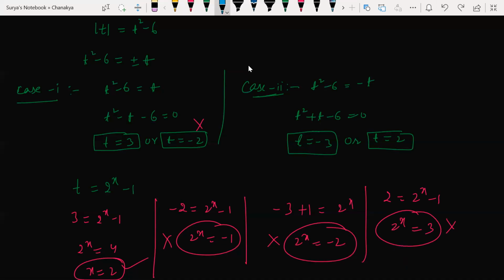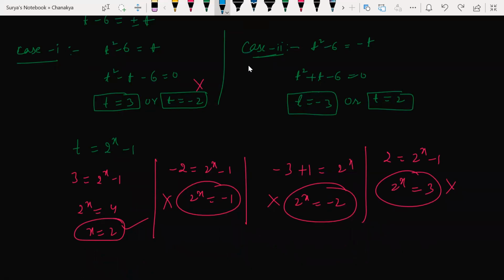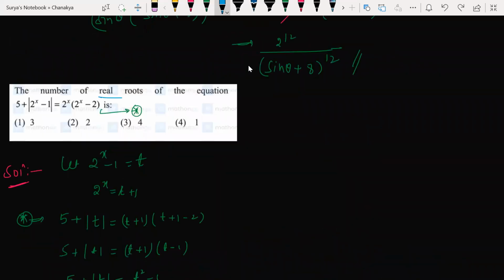So x value is what now? Only 2. So what is he asking, beta? What he is asking? Number of real roots. Number of real roots is nothing but answer is only 1. Someone said that x value is 2, beta. Absolutely, x value is 2, but not option 2. Number of real roots. X value 2 is nothing but only 1 root I got. So option D is correct. Option 4 is correct here.